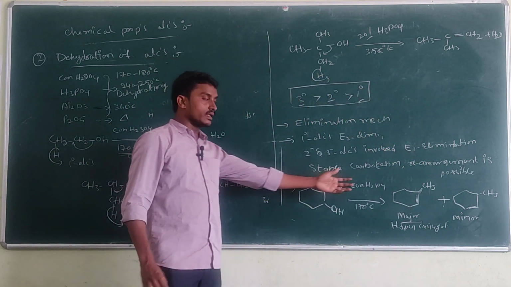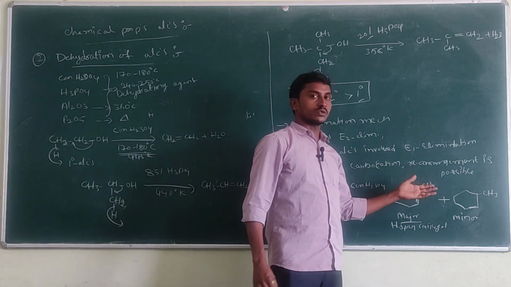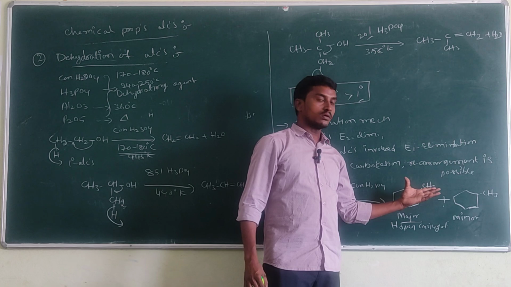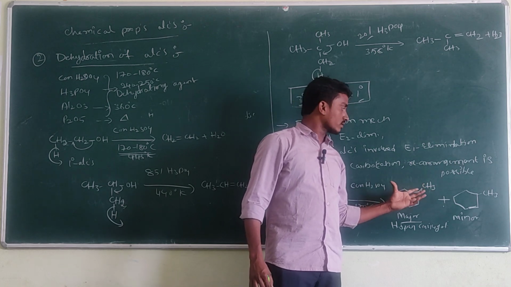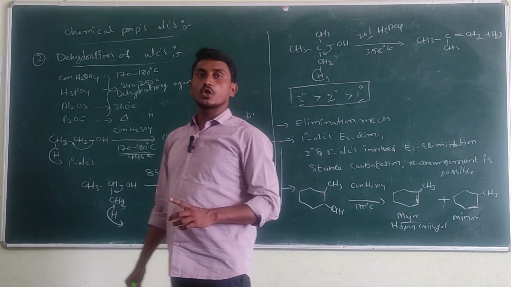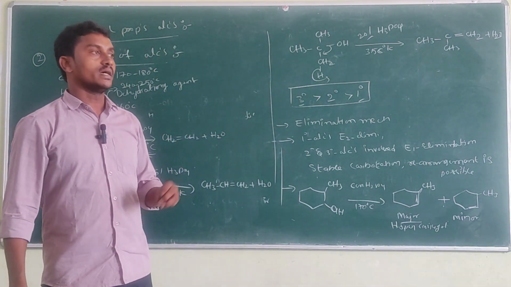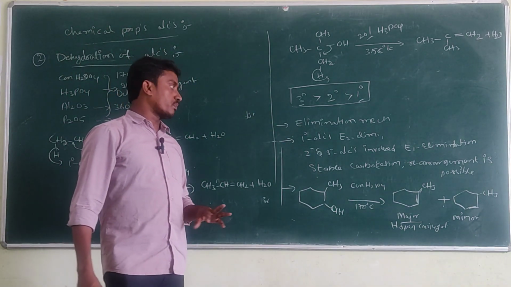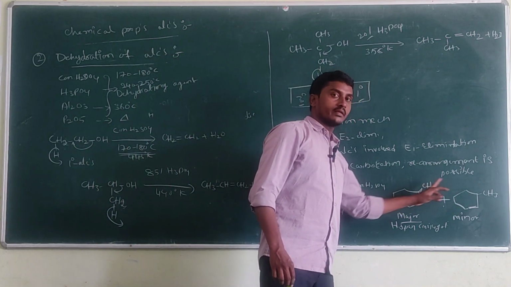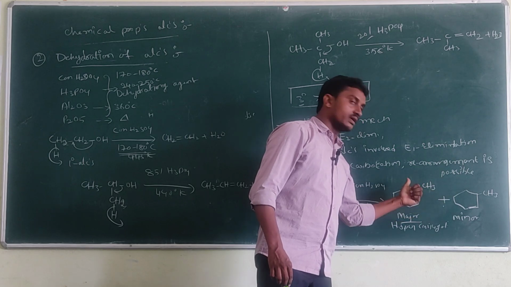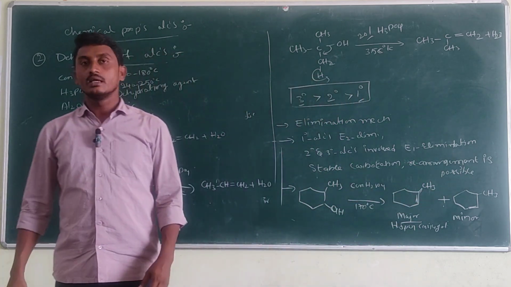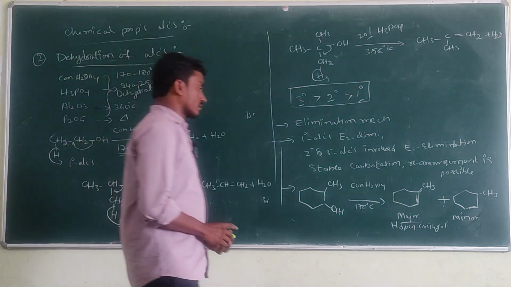This is called regioselective. When two products can be formed and one is the major product and the other is minor, it is called regioselective. If only one product is possible, that is called regiospecific.